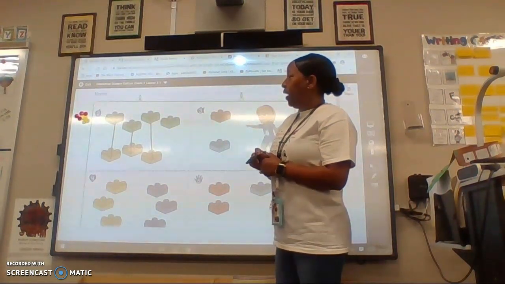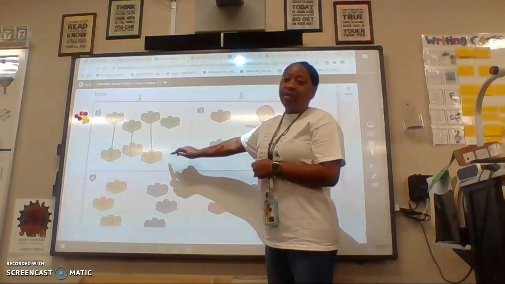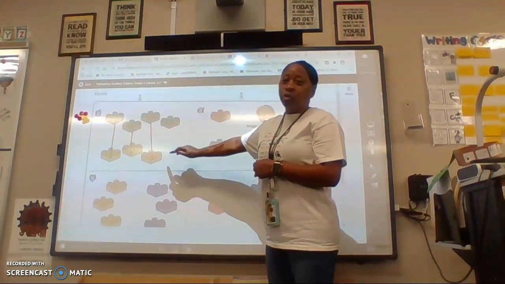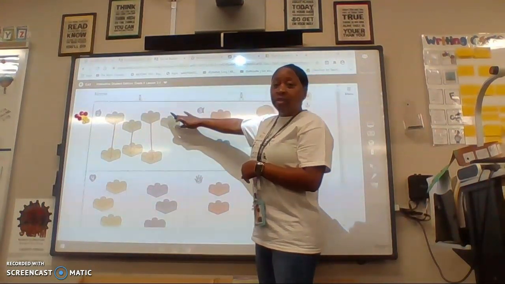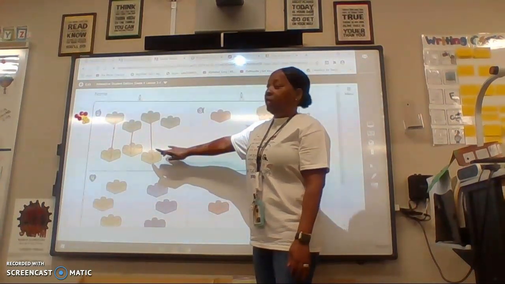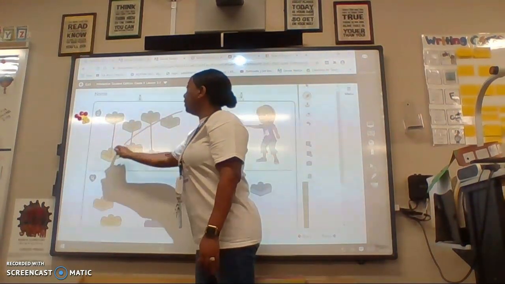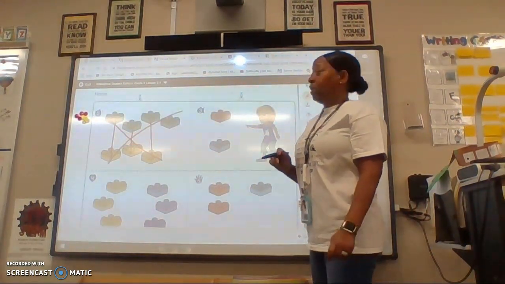Uh-oh, now look at what we have. We have an extra green one, but we don't have an extra yellow one on the bottom to draw a line to. So that means that there are more green blocks than there are yellow, so they are not equal in number. So we're going to draw an X on that group because they are not equal in number.